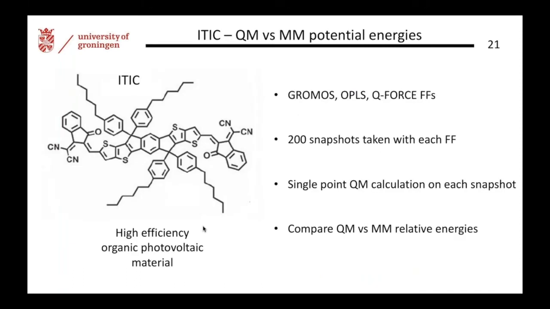Now, small test systems are important to do, but of course, later on, we want to work on large systems. And this was a test of how QForce performs in a relatively large system. So this ITIC molecule consists of almost 200 atoms. It is relevant in the field of organic photovoltaics as a high efficiency material. And what we looked at here is the potential energies from QM and MM calculations and compare these energies.